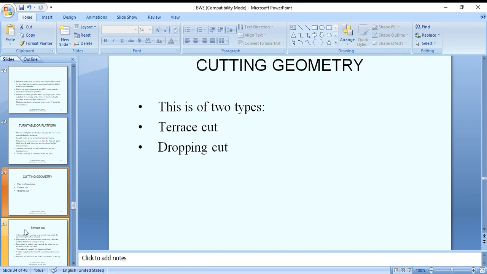Cutting geometry. What is meant by cutting geometry? There are two types of cutting: one is the terrace cut and the other is the drop cut. Very important. What is meant by terrace cut? Terrace means from down to up, and drop means from up to down. So these are the two differences in cutting geometry. These are the cutting mannerisms, the cutting movements. After cutting, you can also observe the shape of the bench and visualize whether it is a terrace or dropping system.